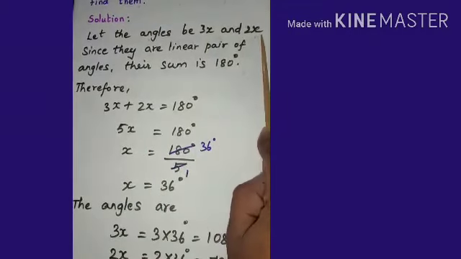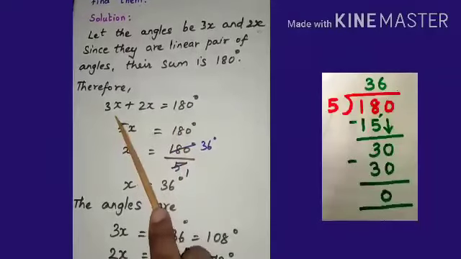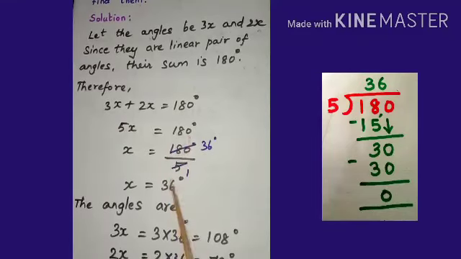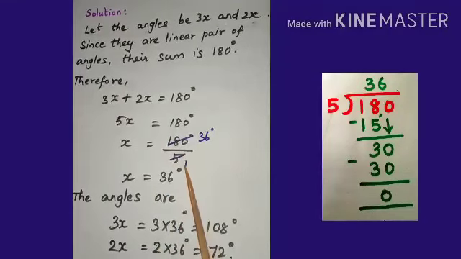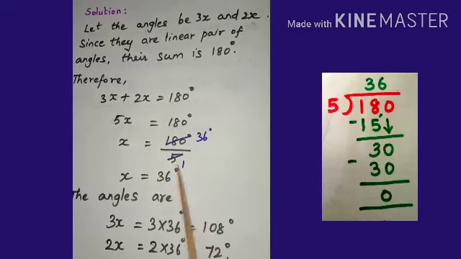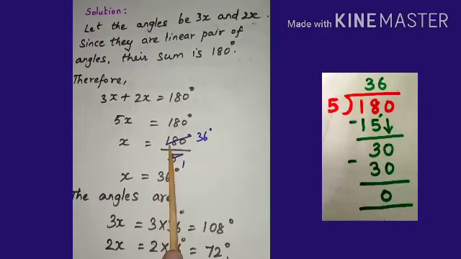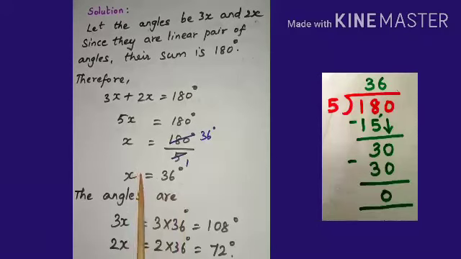That is, 3x plus 2x is equal to 180 degree. So 3x plus 2x is 5x, which is equal to 180 degree. And x is equal to 180 degree divided by 5. Here it is in product with x, so when it crosses the equal to sign, it becomes 1 by 5. When we divide 180 by 5, we get 36. So x is equal to 36 degree.